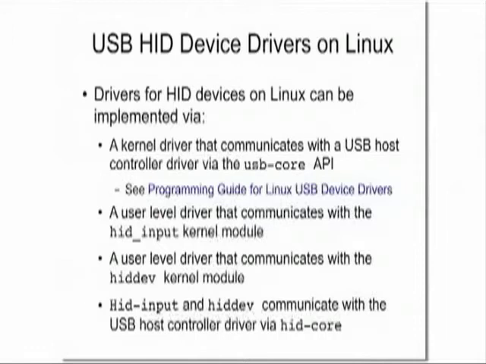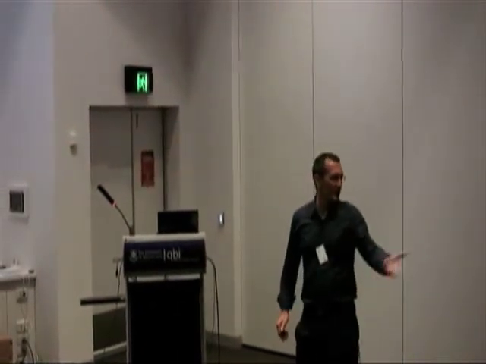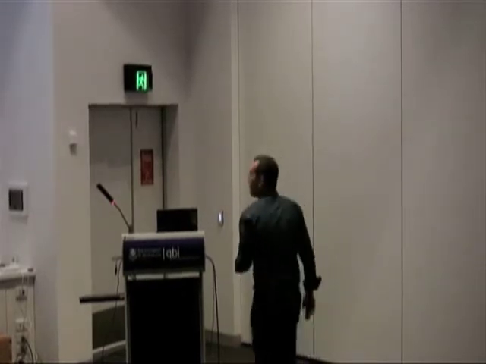so USB HID on Linux. Drivers on Linux for HID, basically there's a couple ways you can implement them. One is you have a kernel driver communicating with the host controller via this USB-core API. So you write your driver to handle the particular device, and to talk to the device, you have to talk actually to the host controller, and there is an API for doing that, USB-core.